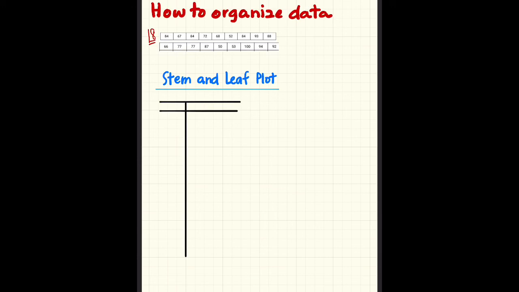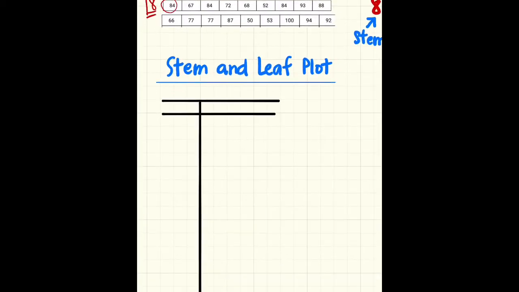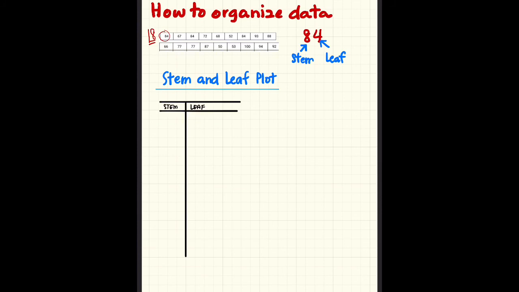Okay, so basically you take one number, let's say 84, and it's separated by the tens place, which is the stem, and the ones place, which is the leaf. Okay, so let's go and label the table over here. Let's label this as the stem, and this is the leaf. Okay, and so you see the numbers are jumbled up in order. So let's put some order in the stem. Okay, so let's make this 0, 1, 2, 3, 4, 5, 6, 7, 8, 9, 10.